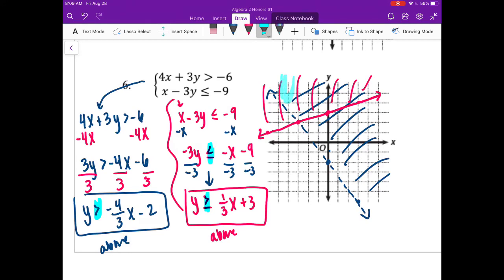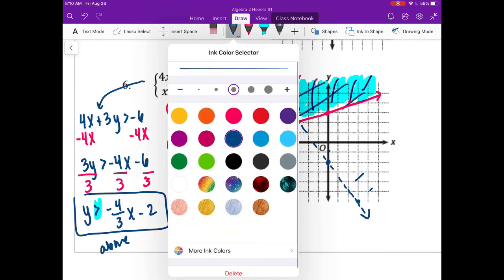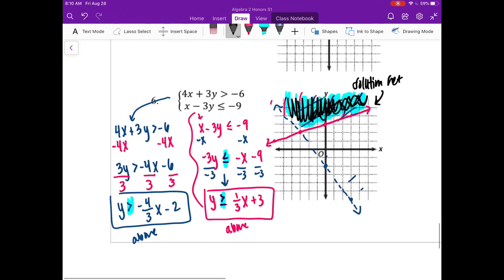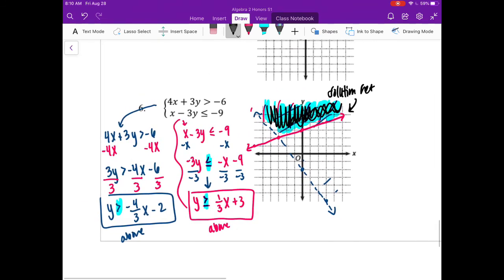You're looking for where your shading overlaps. So the overlap is right here, and you want to erase everything else that's not part of that. You can also go ahead and color it in really darkly so I can see where your solution is, or you can go ahead and write solution set and point to the overlap. So again, just make sure when you're doing these problems, your answer is not going to be a point, your answer is going to be a picture.